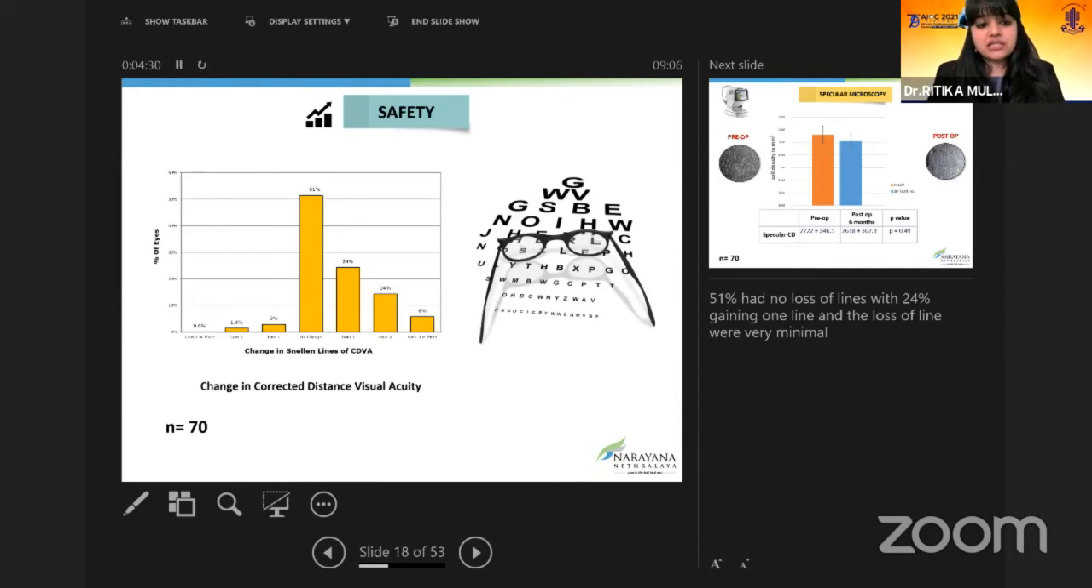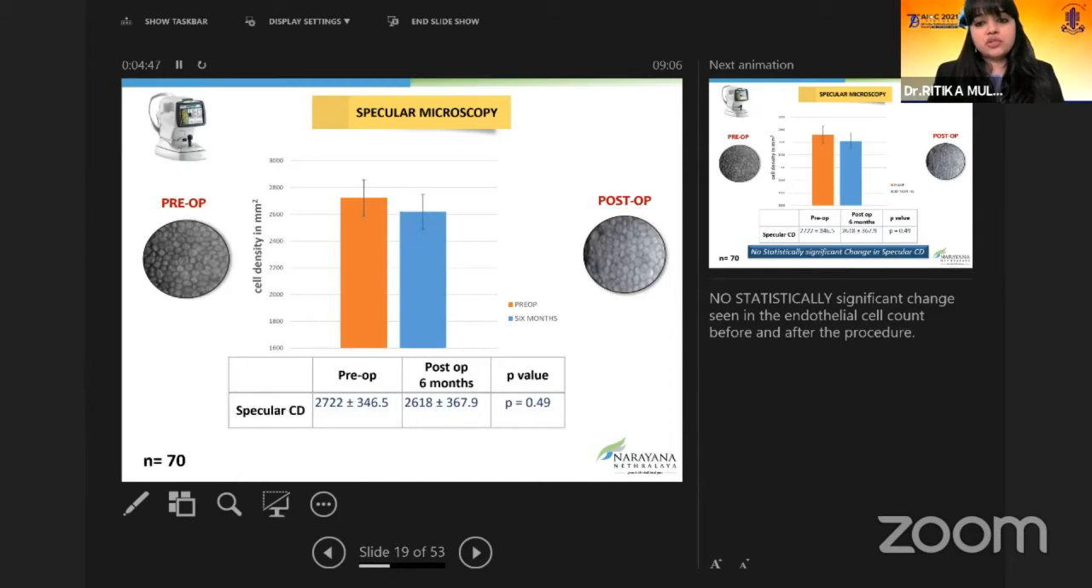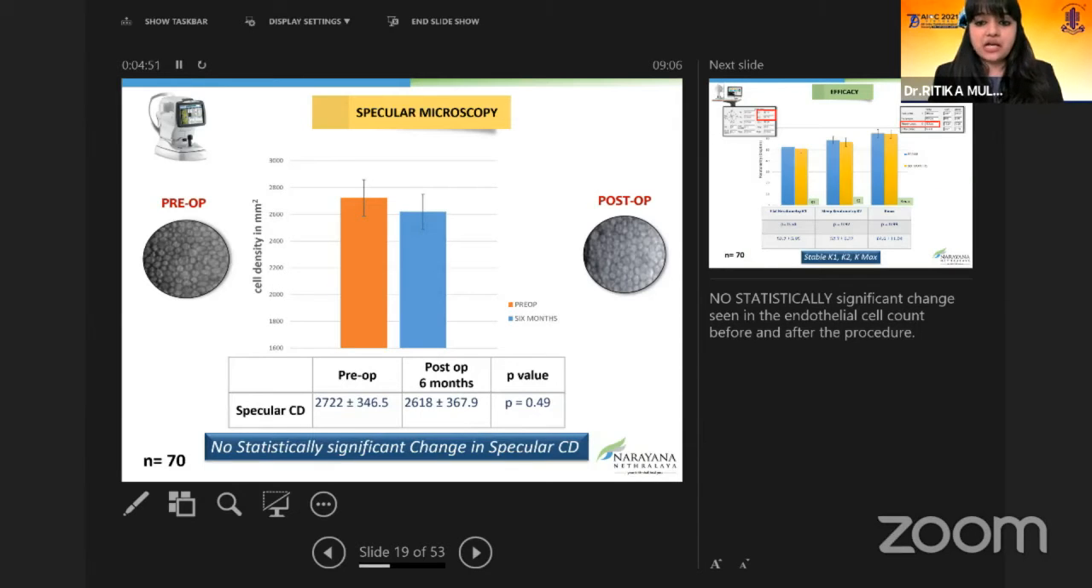With regard to change in the Snellen lines of corrected vision, 51% of our patients had no change. Out of that, 24% and 14% had a gain of 1 or 2 lines, with a very minimal cohort of patients with a loss of line. Specular microscopy showed no statistically significant difference between the specular CD counts before and after the procedure.